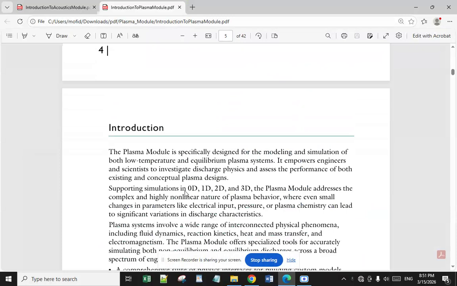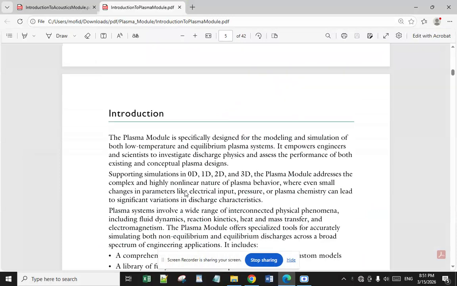The plasma module is specifically designed for the modeling and simulation of both low temperature and equilibrium plasma systems. It empowers engineers and scientists to investigate discharge physics and assess the performance of both existing and conceptual plasma designs, supporting simulations in zero dimension, one dimension, two dimensional, and three dimensional.